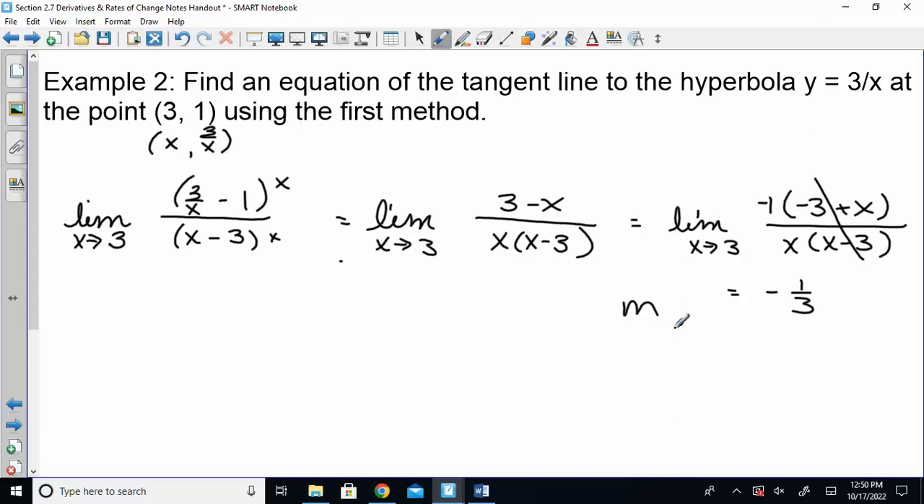So I just want to show you several of the homework questions are just going to say, find the equation of the tangent line. I don't care which of the two methods you use to find your slope. They both work. All right. Any questions so far?